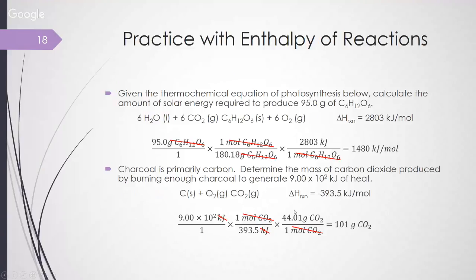Then I once again need to know the molar mass of the substance that I'm interested in. So I look to the periodic table and I calculate 1 C plus 2 O's gives me 44.01 grams. So I multiply by the molar mass, and that's going to give me my final amount of carbon dioxide that can be produced. By multiplying everything together on the top and dividing everything multiplied together on the bottom, I end up with 101 grams of carbon dioxide.